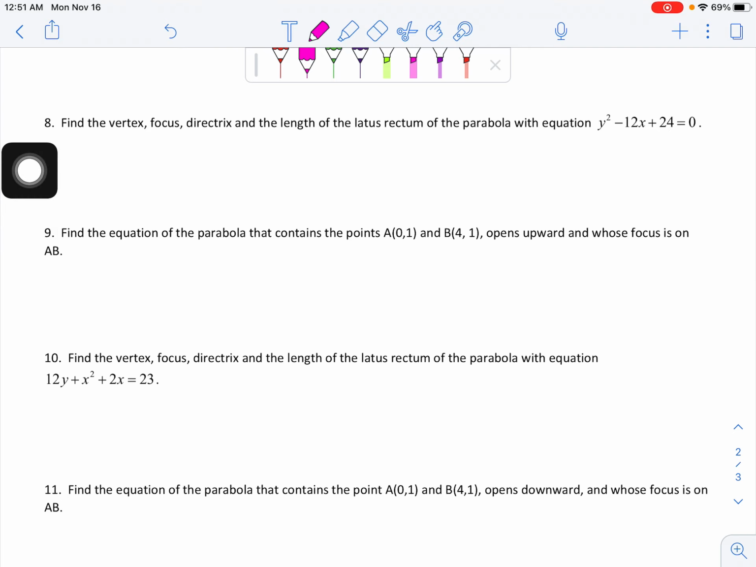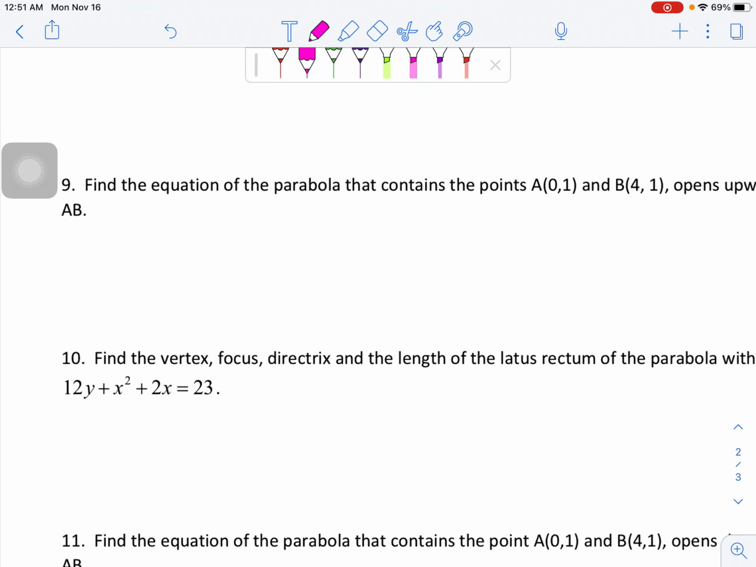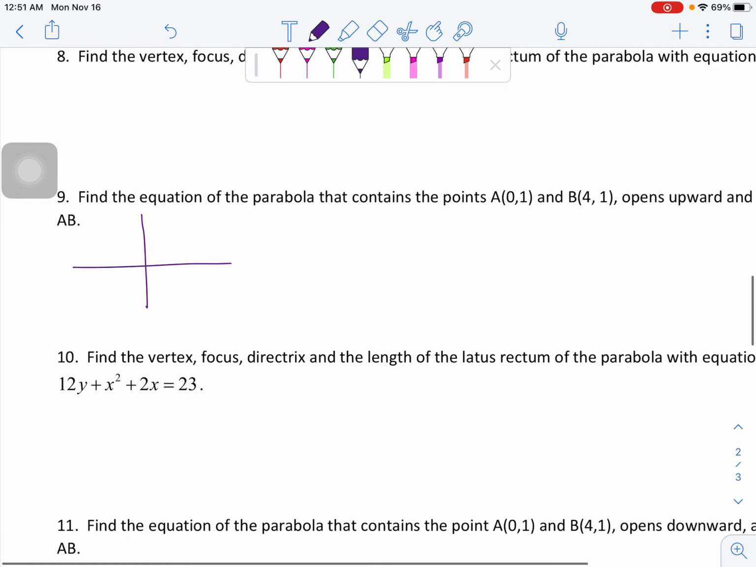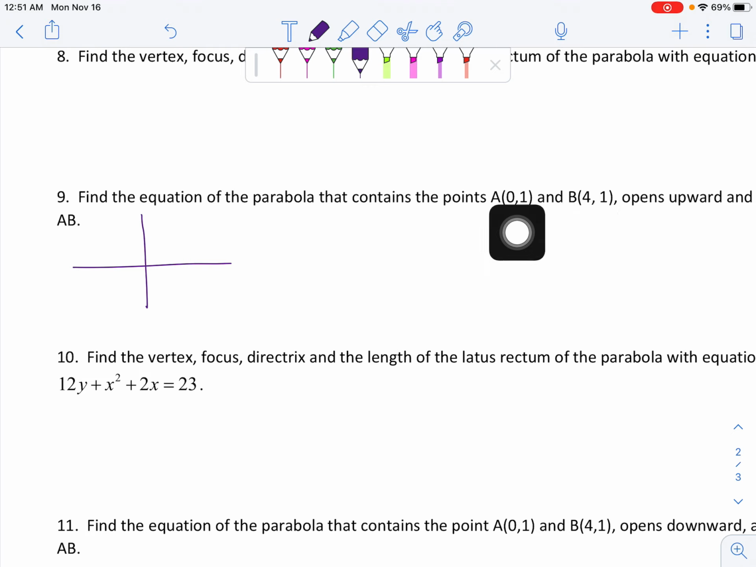All right, find the equation of the parabola that contains the points A, B, opens upward, and whose focus is on AB. All right, so this is a little bit weird, right? But we've actually been given the end points of the latus rectum. Now, how do I know it's the end points? Well, it contains these 2 points. Let me go ahead and graph them. So (0, 1) and (4, 1). So that's 4 here. Okay. And it opens upward. All right, so it opens something like that.